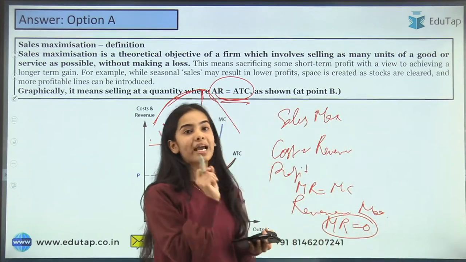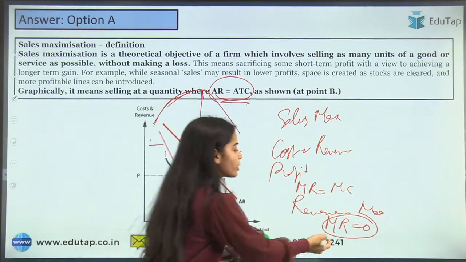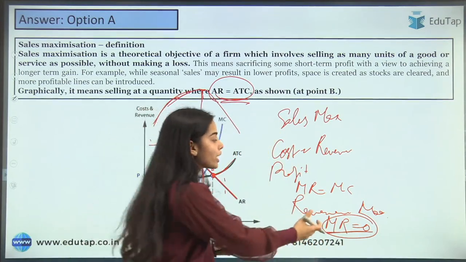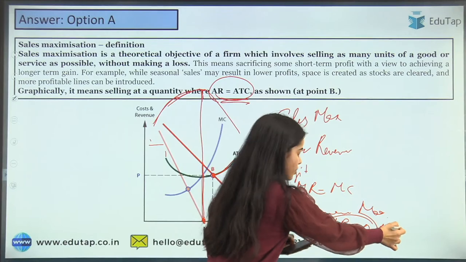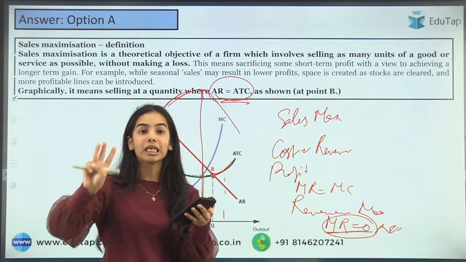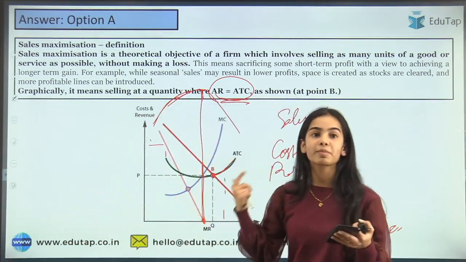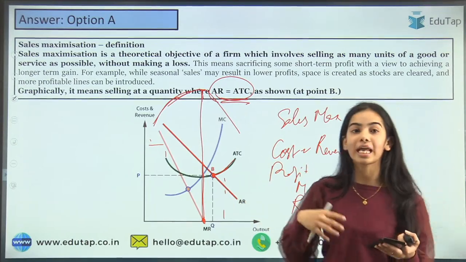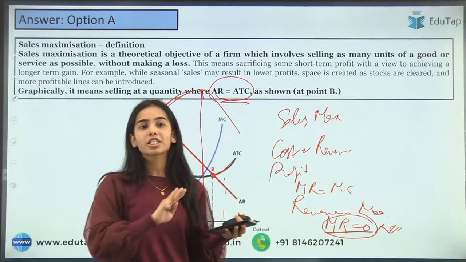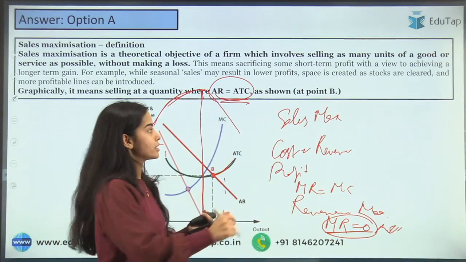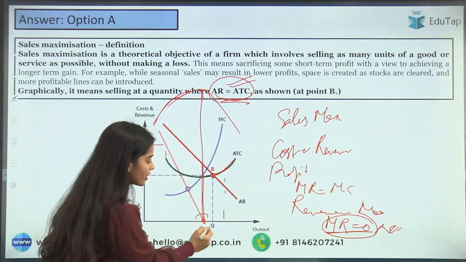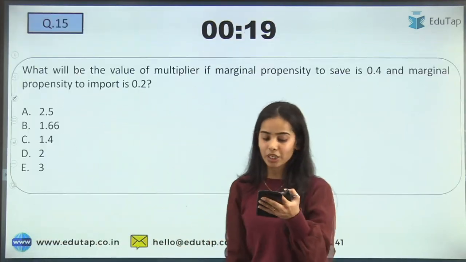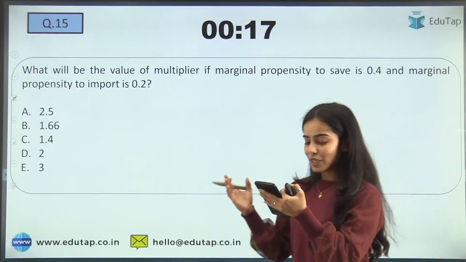So the revenue maximization will be at MR equal to zero, where they are earning some profits. They should earn some profits also. Okay, so I hope you have understood the three points about the sales maximization, the revenue maximization and the profit maximization. Just remember the one-liners: sales maximization, revenue maximization and profit maximization. So the next question is, yes, thank you Nikhil.